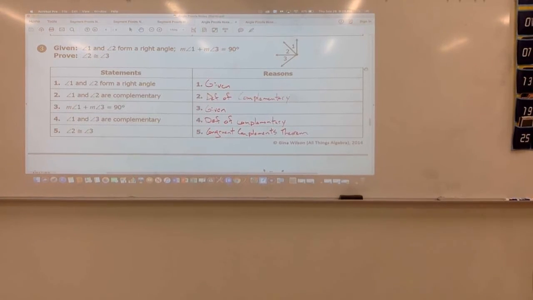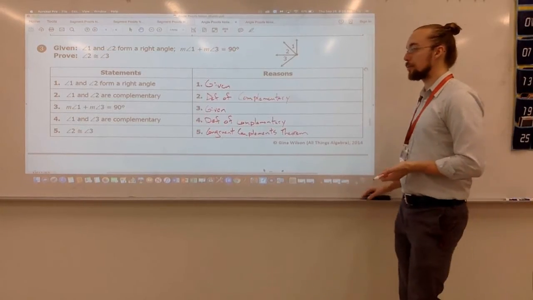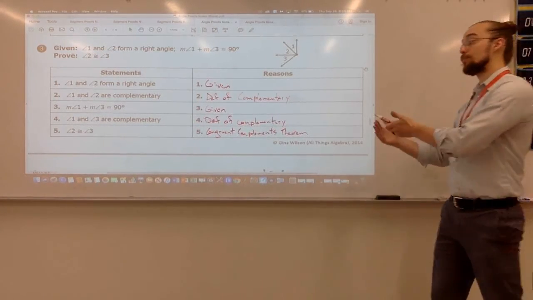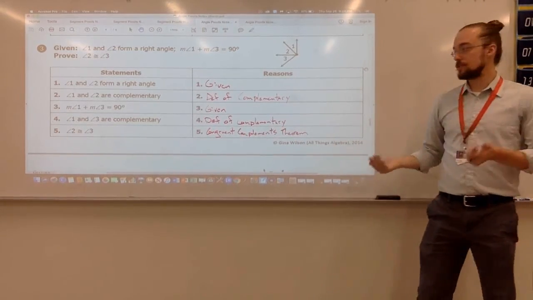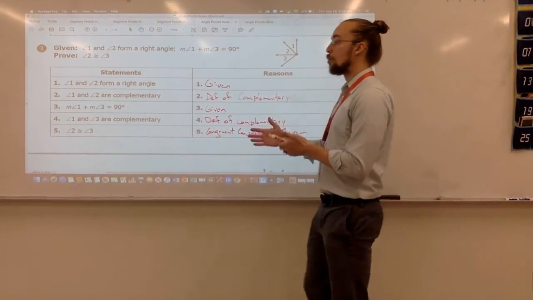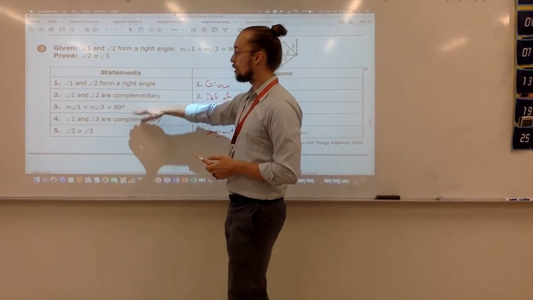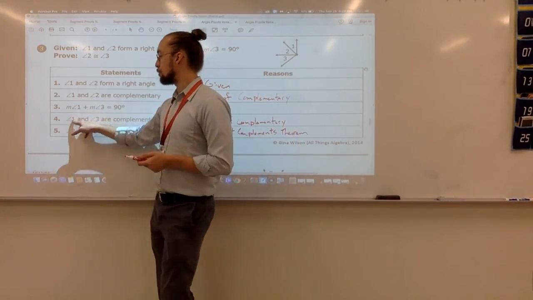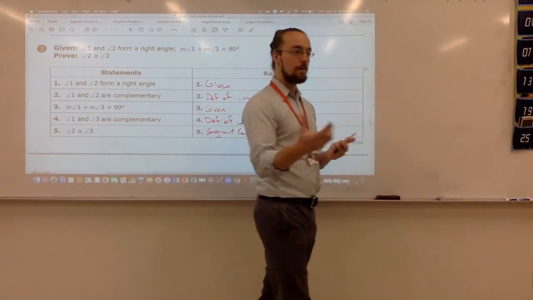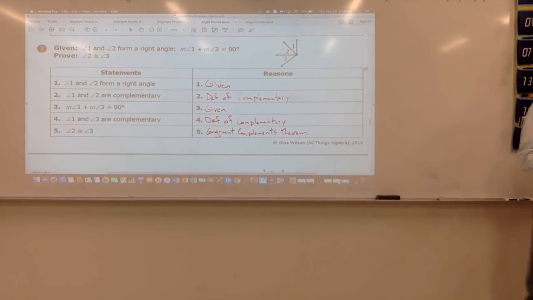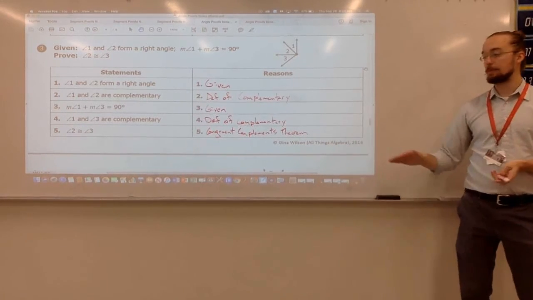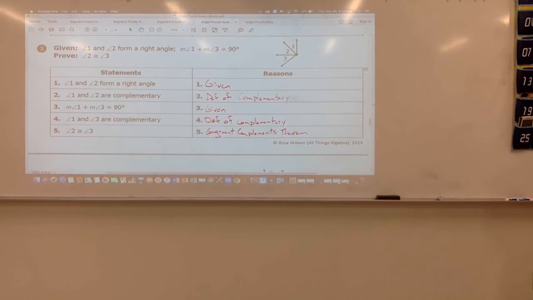Okay, then we're also given that angles 1 and 3 add to 90. So from that, we can say that angles 1 and 3 are complementary. That's just definition of complementary. Well then, I've got both angles 2 and 3 complementary to the same thing. If 2 angles are both complementary to the same thing, we can automatically say they're congruent by the congruent complements theorem. Wouldn't that be complementary?